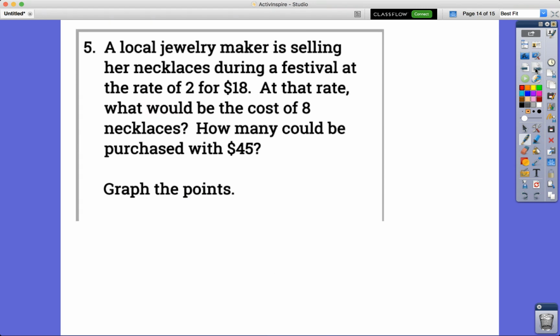Okay, wow, we don't have a graph to interpret anymore. You have another word problem, and it gives us a rate of 2 necklaces that she's selling for $18. So start off on this one by drawing your T-chart. I didn't make my nice, neat lines, but that's okay. This is necklaces, and this is money. So set up your T-chart. 2 necklaces, $18. That's a dollar sign.